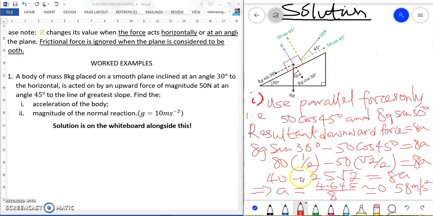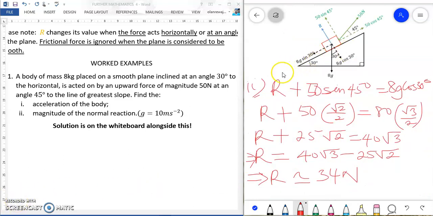So when we continue with this, sine 30 is 1 over 2, which is half, and cos 45 is root 2 over 2. When we continue with this, we will see that our a approximately gives 0.58 meters per second squared. Now to the second question of the first part.